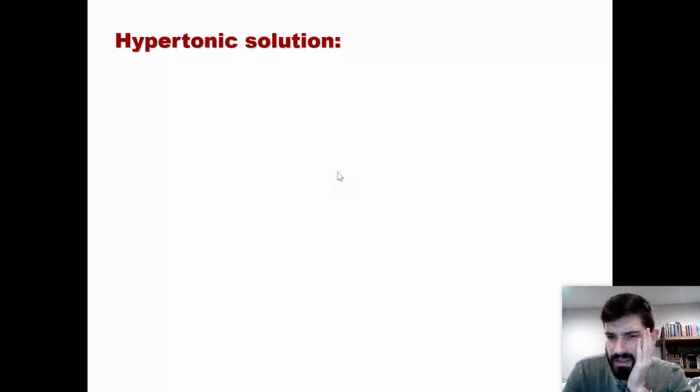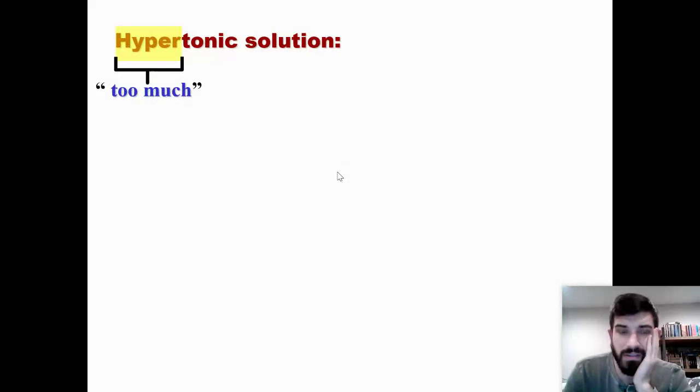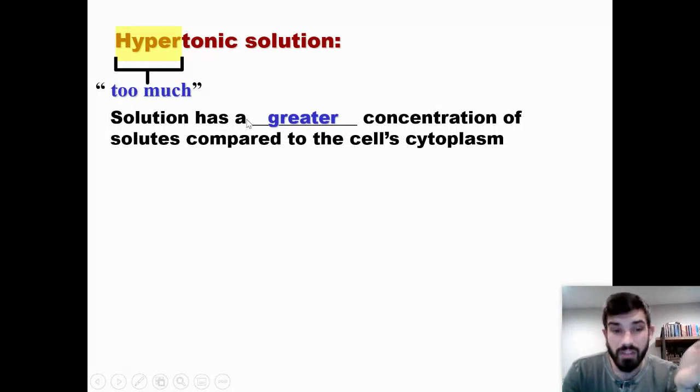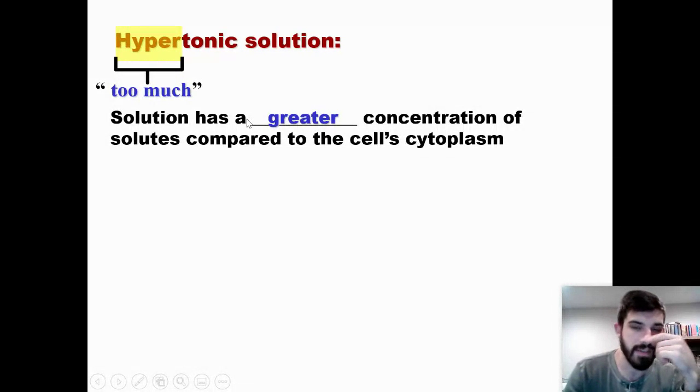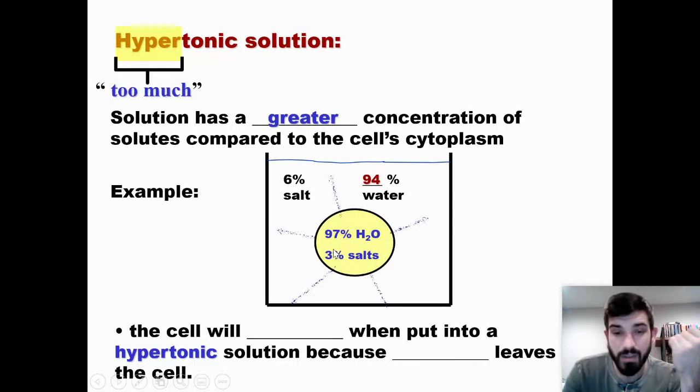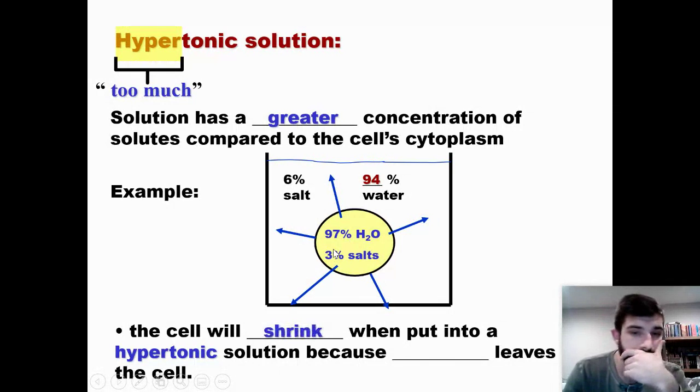What about in a hypertonic solution? What does that mean? Right? That means that there's too much. Hyper, remember when I said it means a lot? There's too much solute in it. That's a solution that has a greater concentration of solutes compared to the cell cytoplasm, right? Here's an example, the one that we just did actually. That means that the stuff inside here is going to leave the cell because in this hypertonic solution there is a greater amount of solute in it than there is in the cell. So the cell is going to end up losing water and shrink.